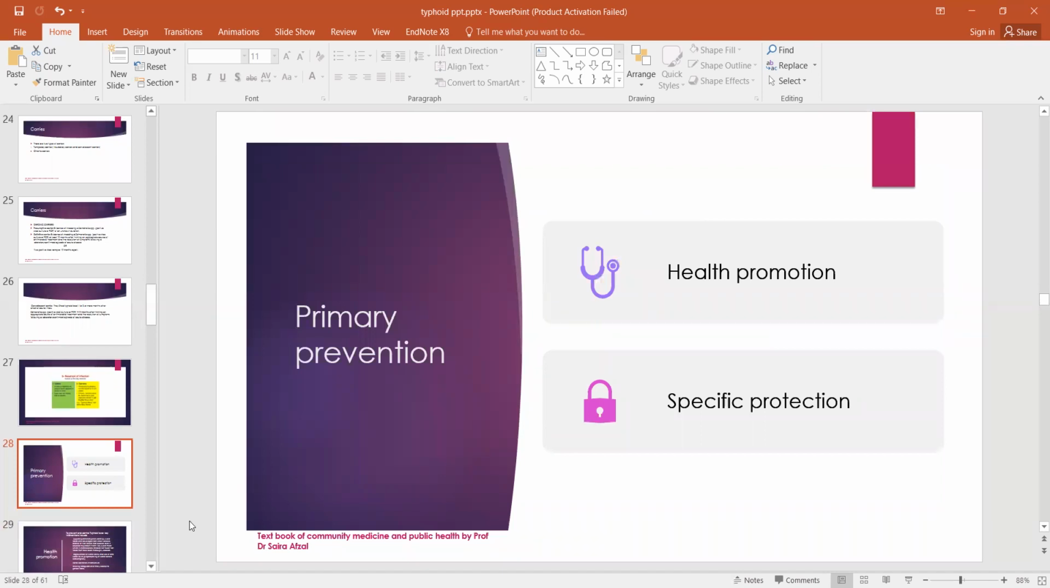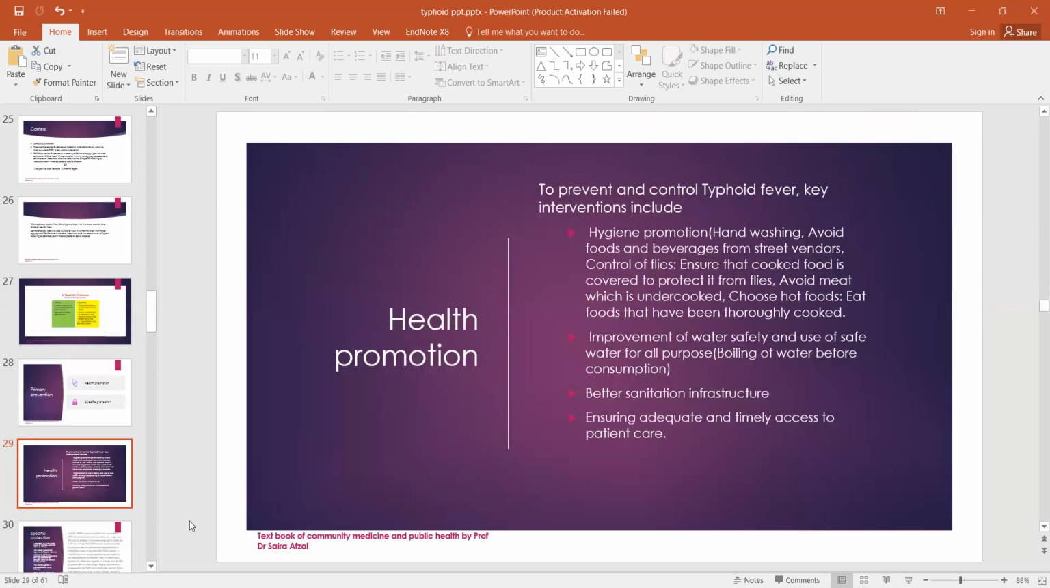Now comes the prevention. In primary prevention, we can do health promotion or specific protection. Health promotion is done by hygiene promotion: hand washing, avoiding food and beverages from street vendors, control of flies, ensuring cooked food is covered to protect from flies, avoiding undercooked meat, choosing hot foods, eating foods that have been thoroughly cooked, improvement of water safety and use of safe water for all purposes, better sanitation infrastructure, and ensuring adequate and timely access to patient care.